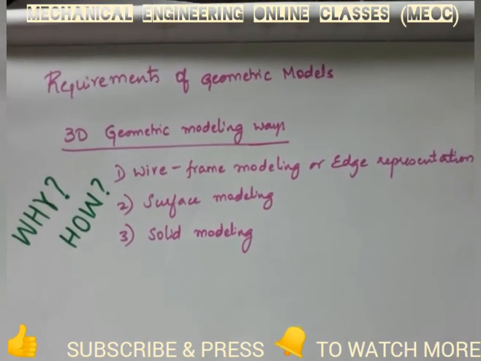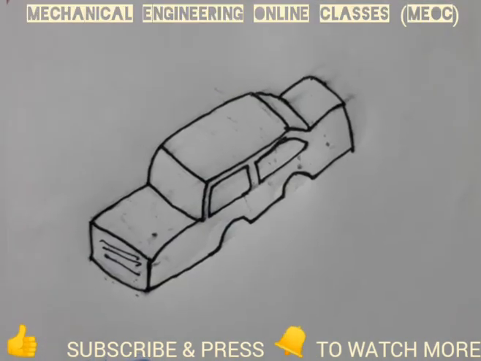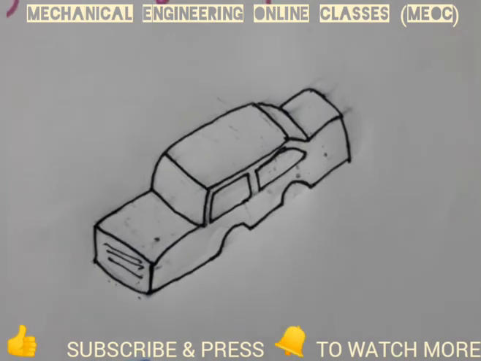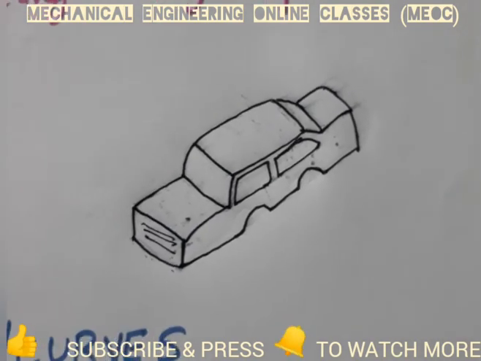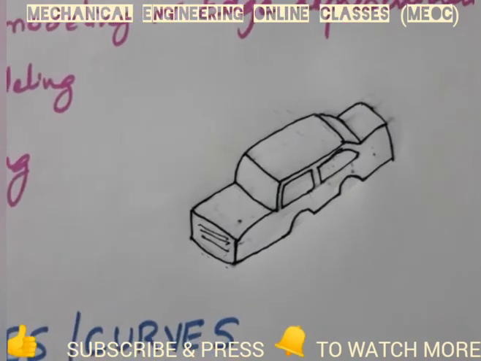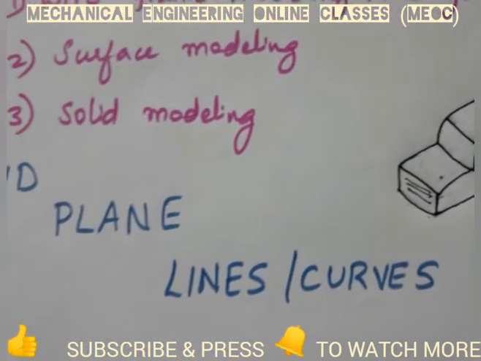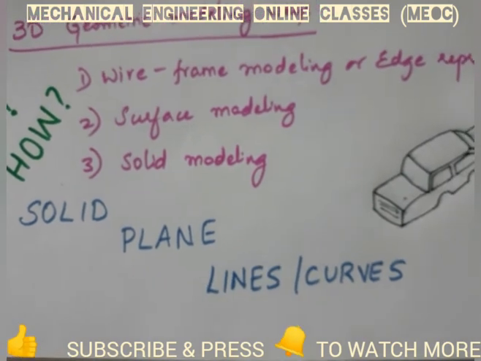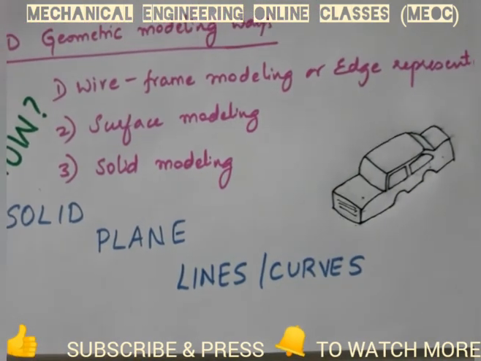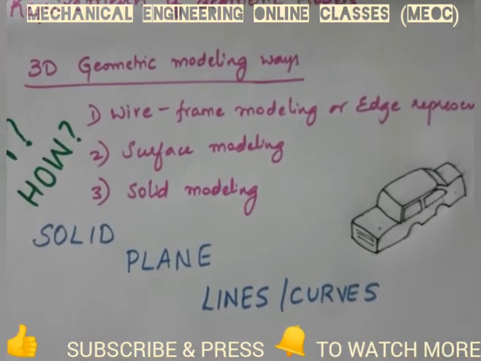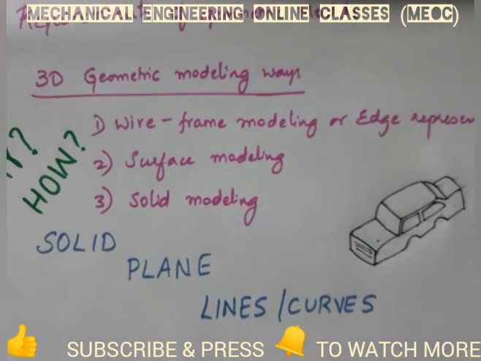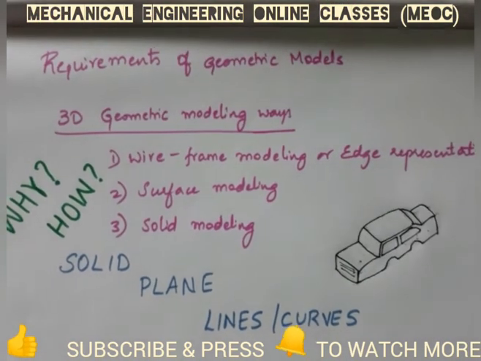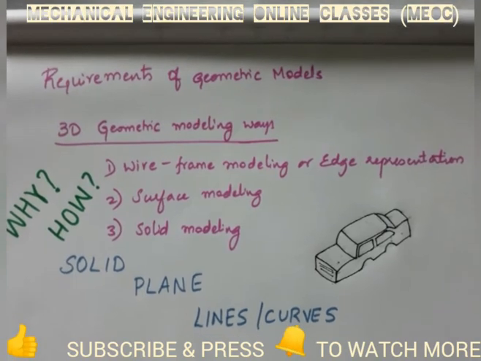Why we need to do the geometric modeling is already discussed. Now let us see how to do it. Imagine we need to design a car body. This car body is a solid which is made up of planes. Planes are made up of lines or curves. So it is important for us to learn the curve representation as a major part, or the basic part, of geometric modeling.